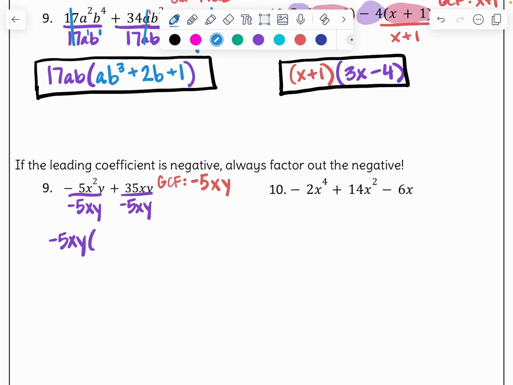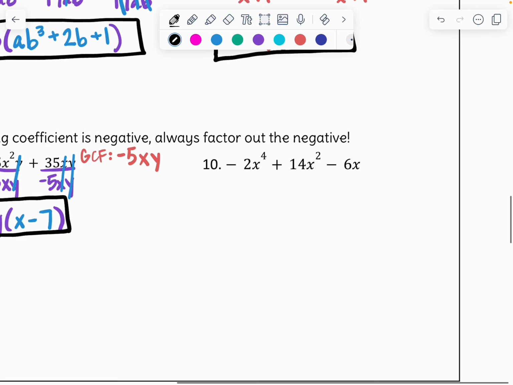Negative 5 divided by negative 5 is 1. X squared divided by x is going to be x. Y divided by y is 1, so it cancels out. Now we have 35 divided by negative 5. That's negative 7. And then x divided by x is 1. Y divided by y is 1. So your answer is negative 5xy times x minus 7.